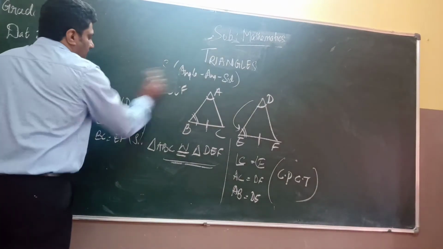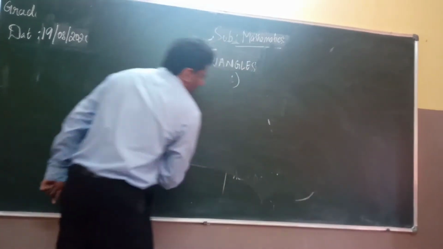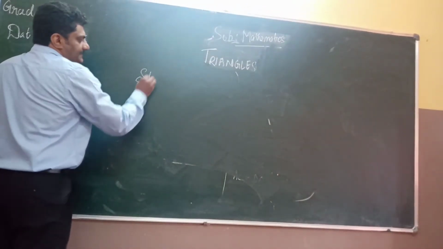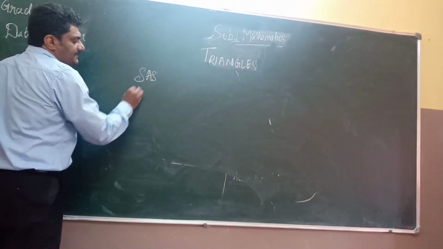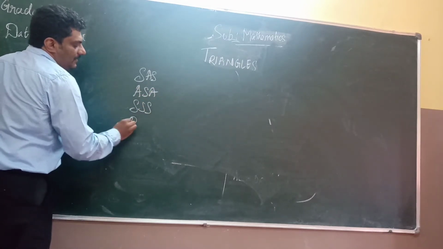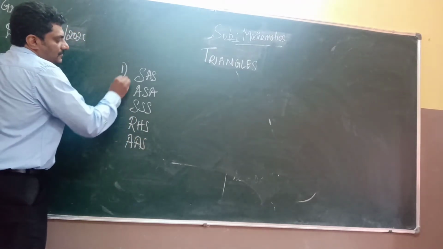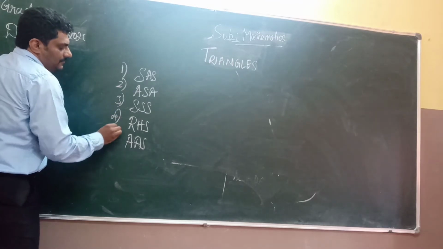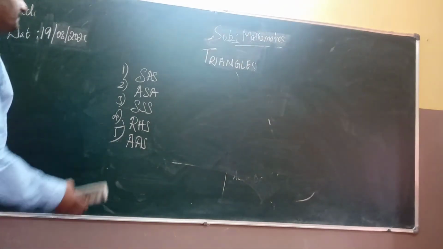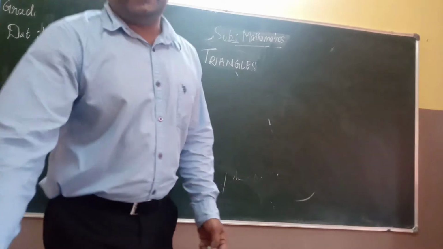So in total, what are the criteria we did in the last three classes? The first one is SAS. Second one is ASA, SSS, RHS, AAS. These are the five criteria. Now, let's see a few examples based on all these criteria.